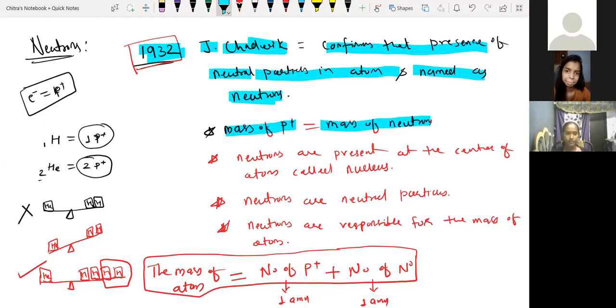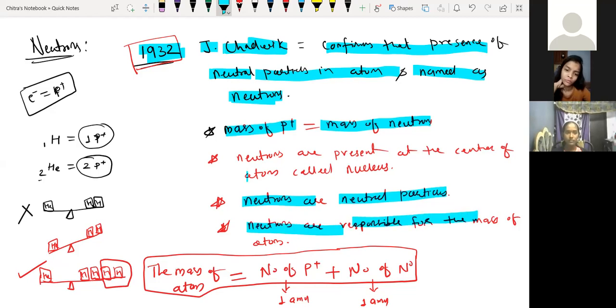See, neutrons are neutral particles, they do not have any charge. But a proton has a charge, which is called one unit positive charge. One proton contains one unit charge, which is the positive one. Next, neutrons are present at the center of the atom. Like protons, neutrons are also present at the center of the atom, beta, and that center is called the nucleus. Neutrons are neutral particles, so they have total charge 0. There is no charge on a neutron.